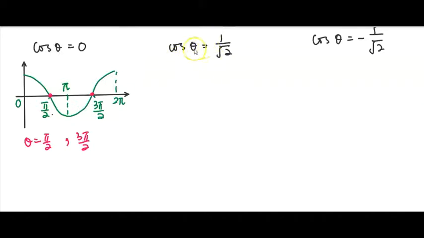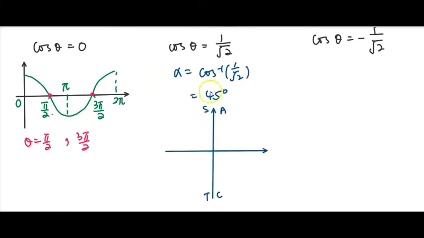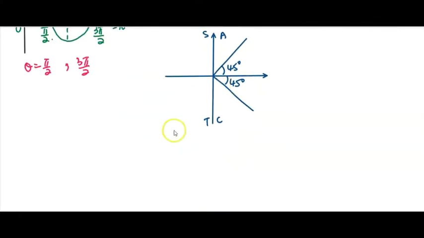Proceed to the next equation, cos theta equals 1 over root 2. I will try to get the basic angle first, which equals 45 degrees. And in this diagram, we are going to locate our angle theta. Since cos theta takes the sign of positive, the theta will be in the first quadrant and the fourth quadrant, and the 45 should be over here.